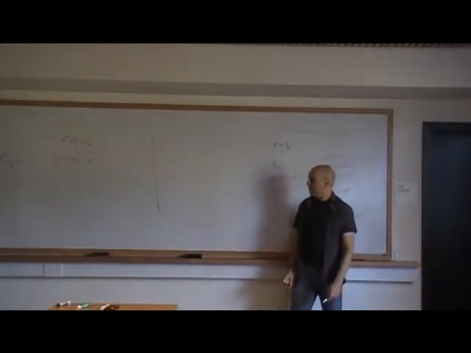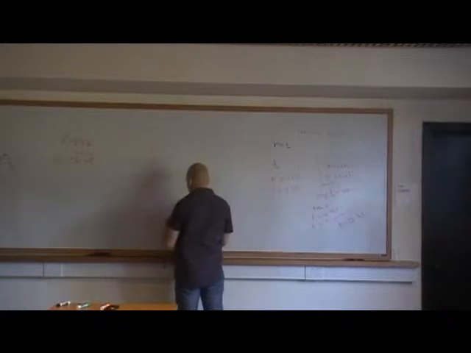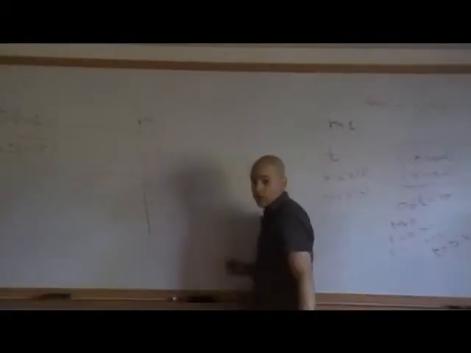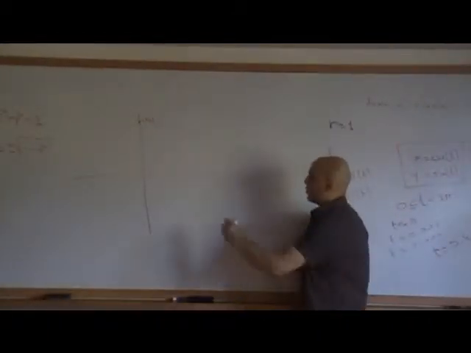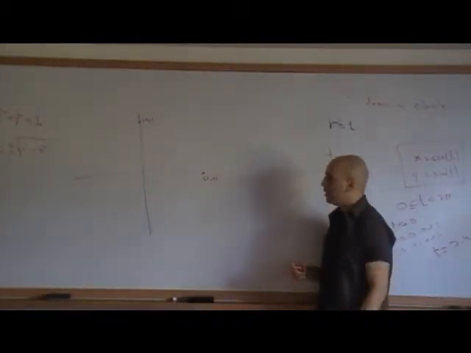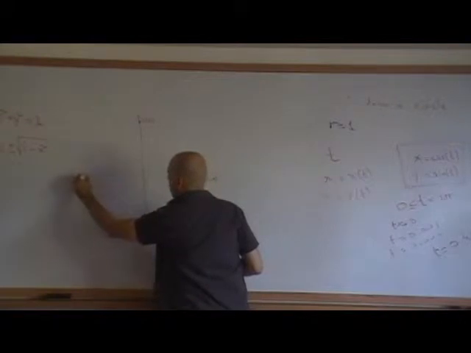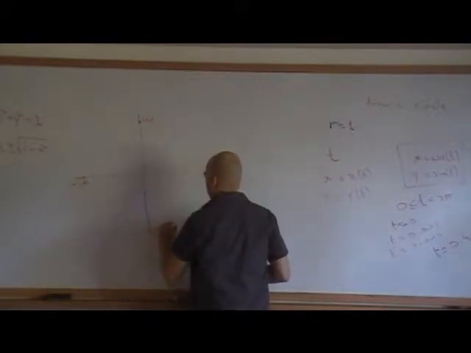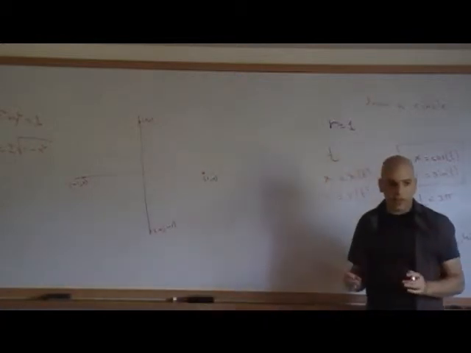0, 1. 0, 1 is a good point. It's right here. So we have 0, 1 right here. Other points on the circle? 1, 0. Right here. Negative 1, 0. Right here. 0, negative 1. 4 points. That's a pretty lame circle.